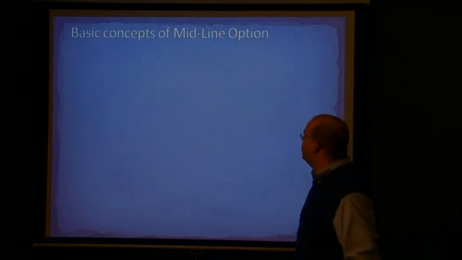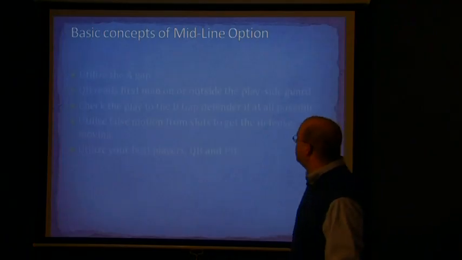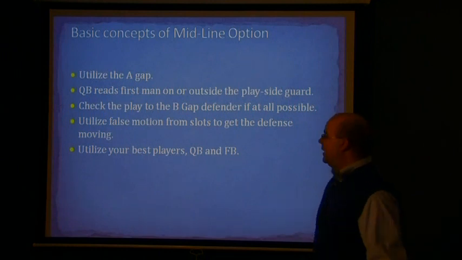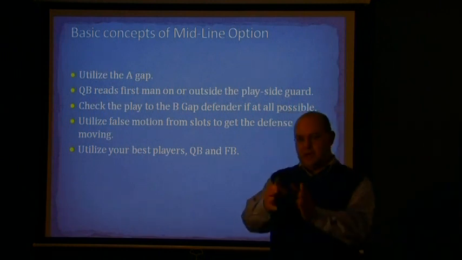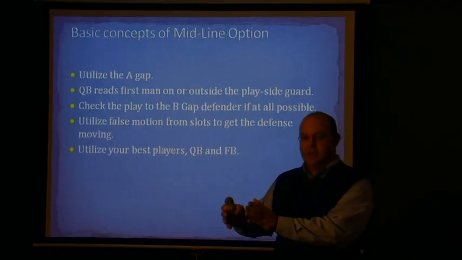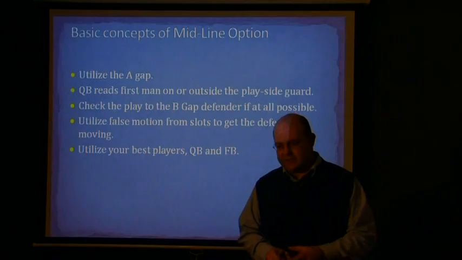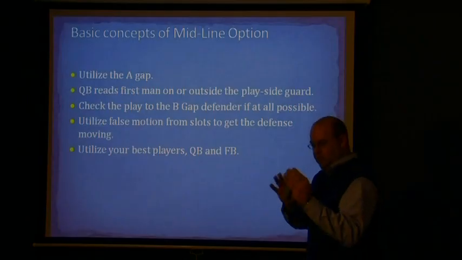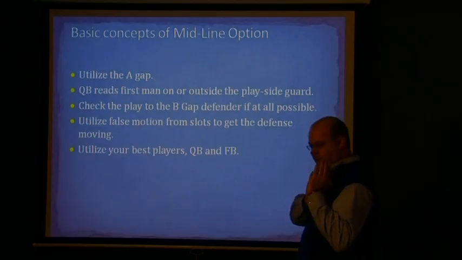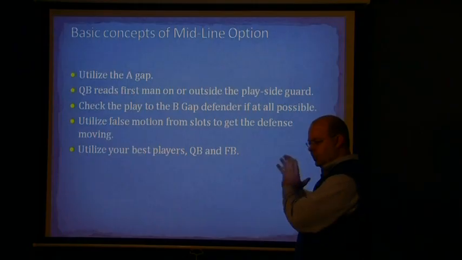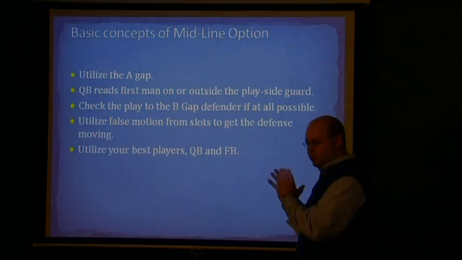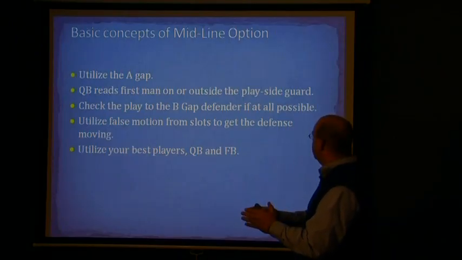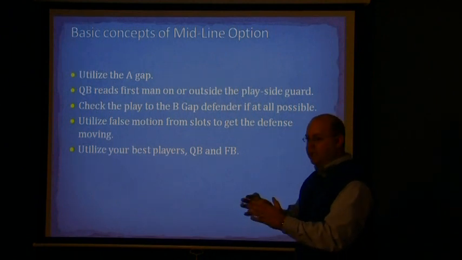The basic concepts of the midline, as far as the blocking scheme is concerned, again, it utilizes the A gap. All right, the quarterback now is going to read the first man on or outside the play side guard. So as soon as he takes the snap, his eyes immediately go to that player. Whether it's, again, when we consider on, we consider a 2-eye, which is the inside of the guard, to head up, which is the 2 technique, to the 3 technique, which is outside the guard. Any player in one of those 3 positions is considered our handoff key. So his eyes are immediately going to go to that player and read what he does.